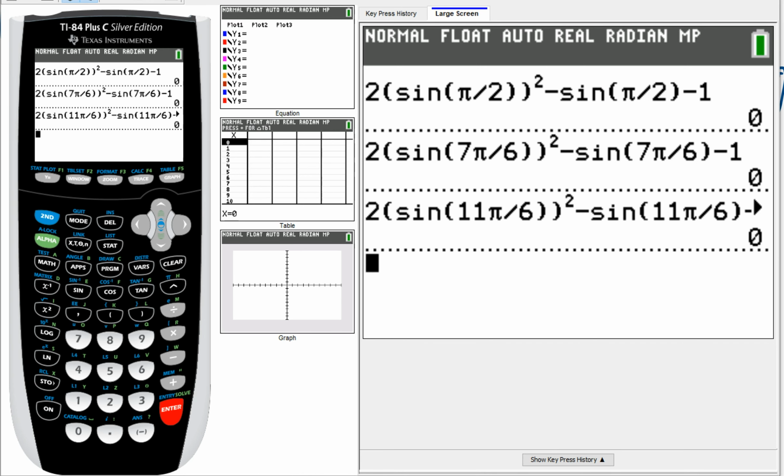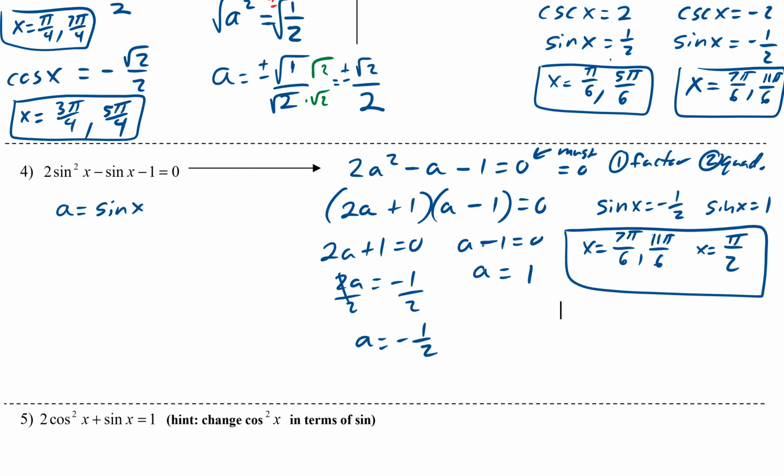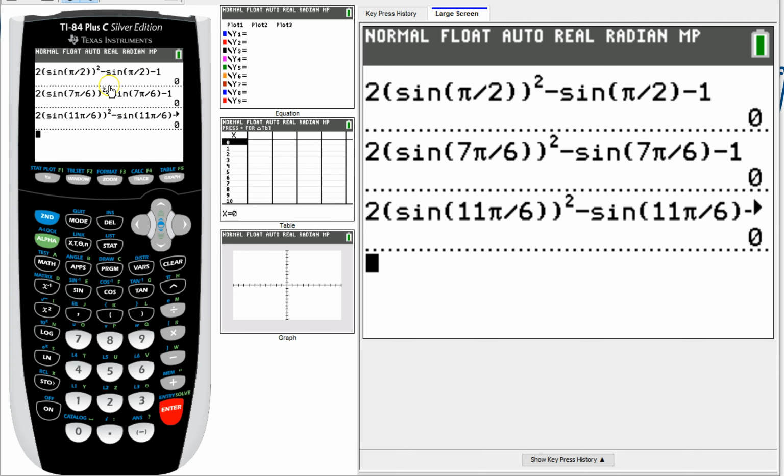So plugging them in the calculator, there we go. They all equal 0, which is what our equation says. So plugging the x into each of these, make sure you put a parenthesis around your sine to square it and close the parentheses. But yeah, 0, 0, 0, we're good to go.